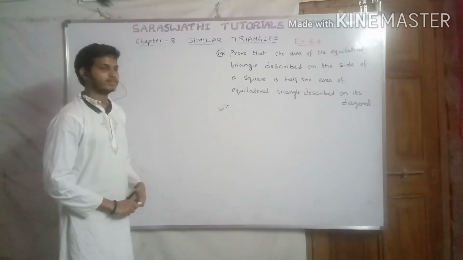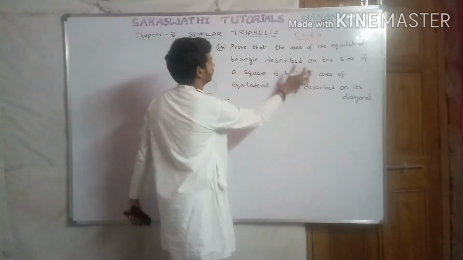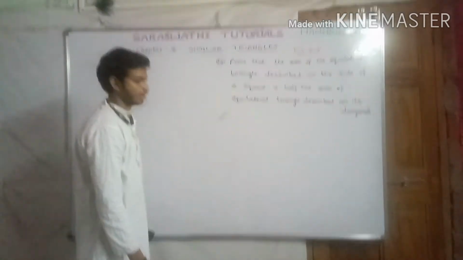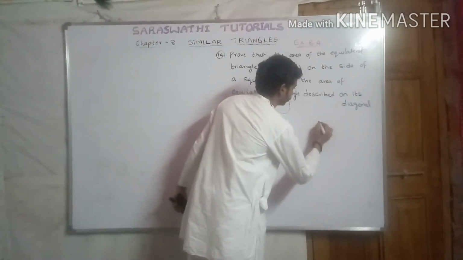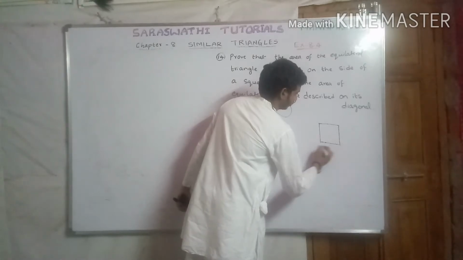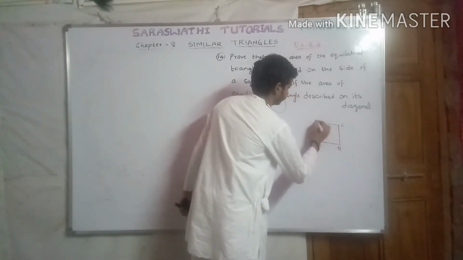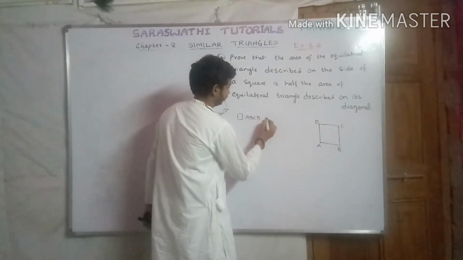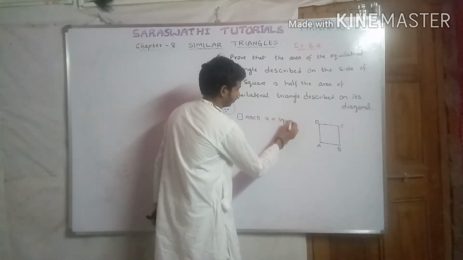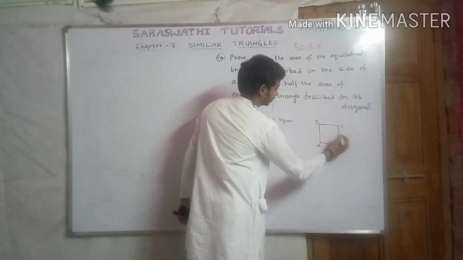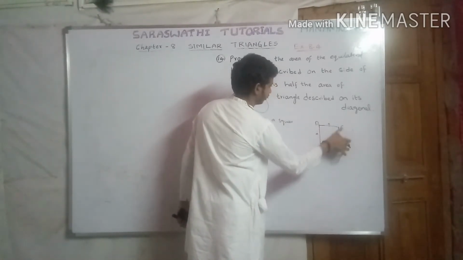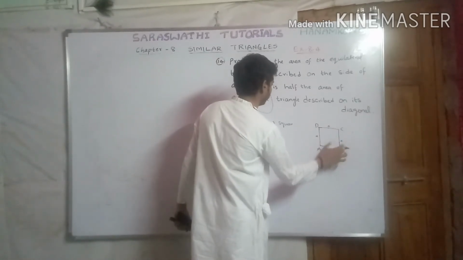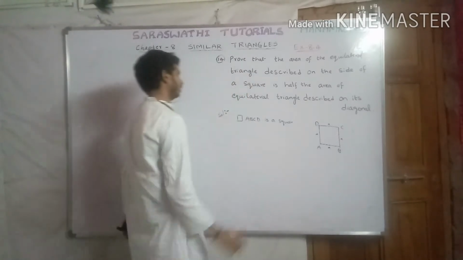The next question is: prove that the area of an equilateral triangle described on the side of a square is half the area of the equilateral triangle described on its diagonal. So let us consider a square ABCD, with each side of a units. Square means all sides are equal. That means AB equals BC equals CD equals AD equals a units.